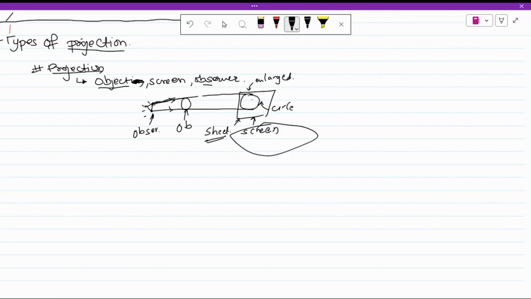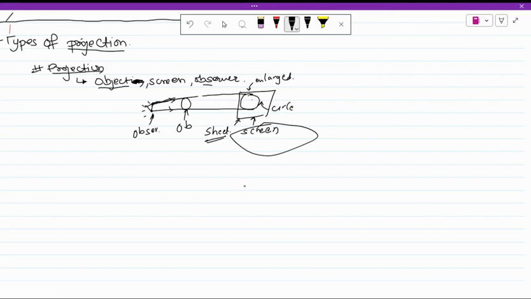If the observer is here and he sees a circular object on a screen, it will look enlarged because the rays are expanding, or simply, there is an angle between the rays. If this is a sphere, it will look like a circle on the screen. For our drawing, this screen is our sheet.